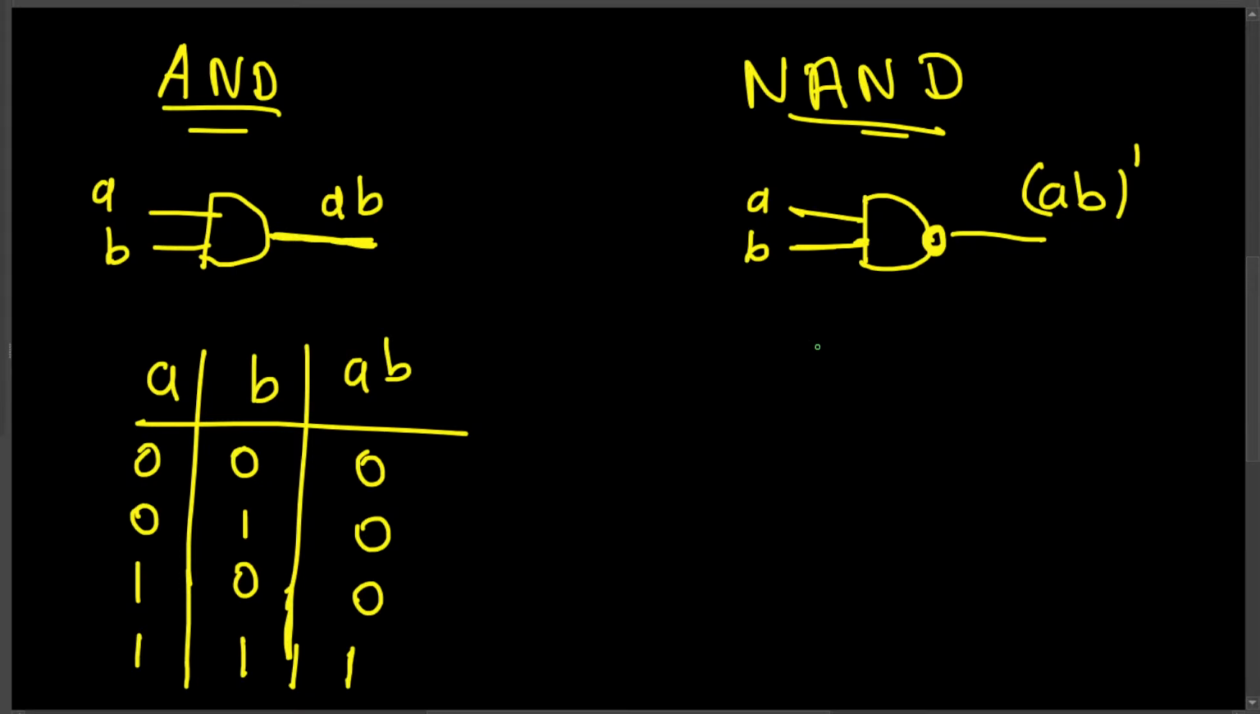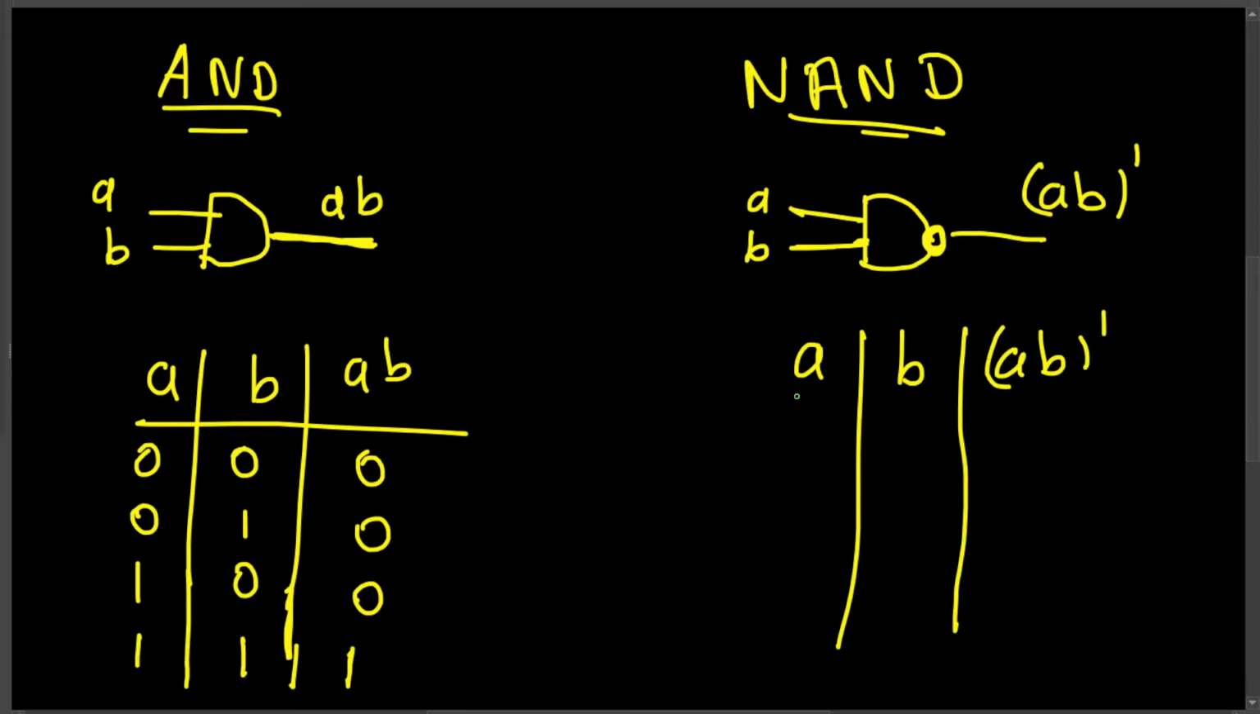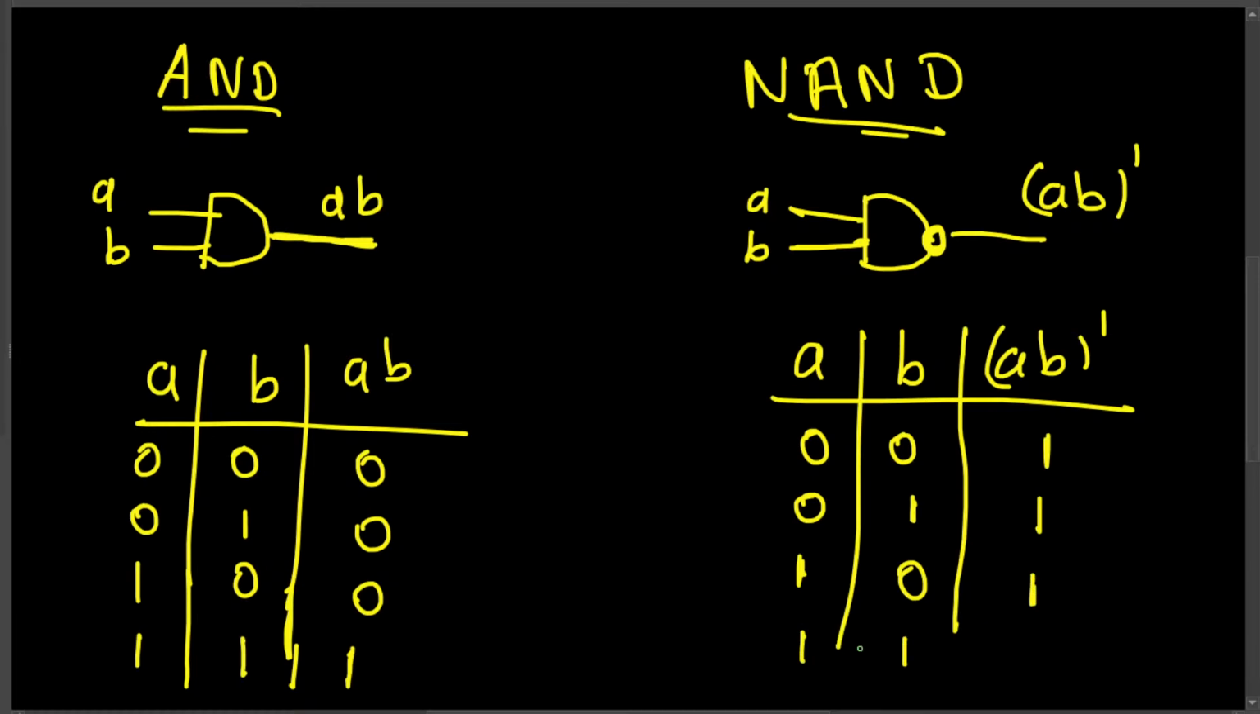And for the NAND gate, A, B, AB prime, the truth table looks like this. If you have input of 0, 0, the output is 1. If you have input of 0, 1, the output is 1. If you have input of 1 and 0, the output is still 1. And if you have 1, 1, the output is 0. The only time the output is 0 is when both A and B are 1.